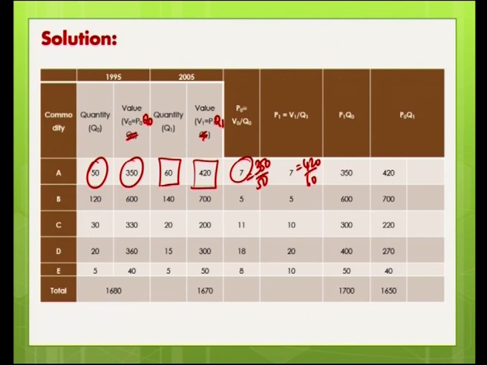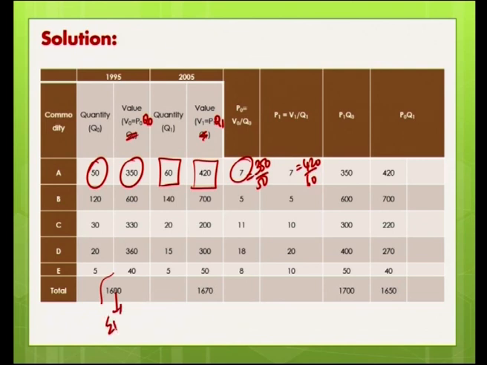Next, you calculate this column P1 into Q naught. What is P naught here? 7, Q naught is 50. So, 7 into 50 is 350. Next P naught into Q1. P naught is 7 and Q1 is 60. So, 7 into 60 is 420. Likewise, these values are calculated and this total is 1680.